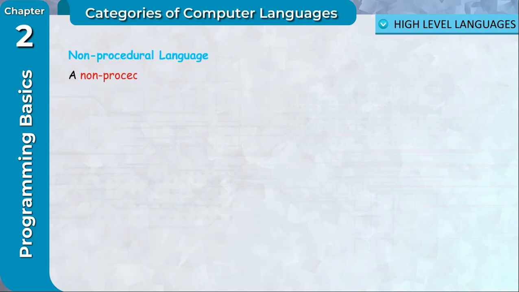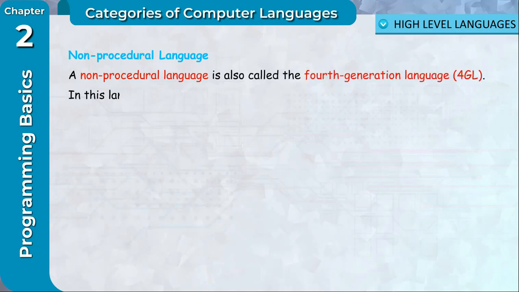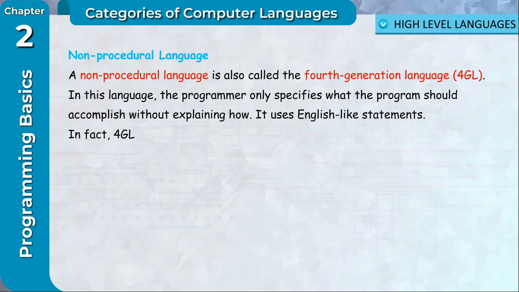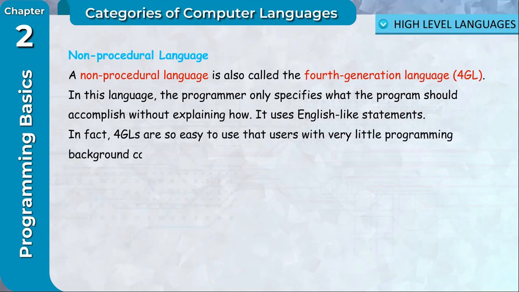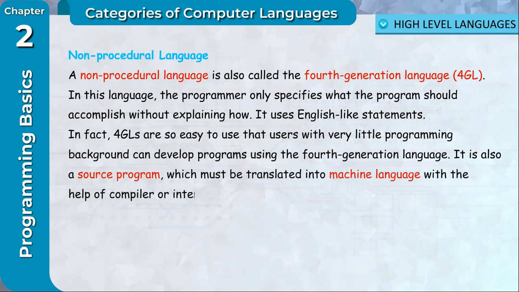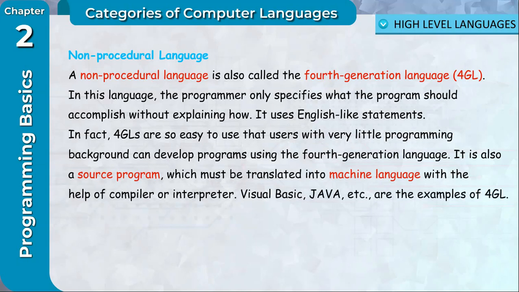Non-procedural language. A non-procedural language is also called the fourth-generation language, 4GL. In this language, the programmer only specifies what the program should accomplish without explaining how. It uses English-like statements. In fact, 4GLs are so easy to use that users with very little programming background can develop programs using the fourth-generation language. It is also a source program which must be translated into machine language with the help of compiler or interpreter. Visual Basic, Java, etc. are the examples of 4GL.